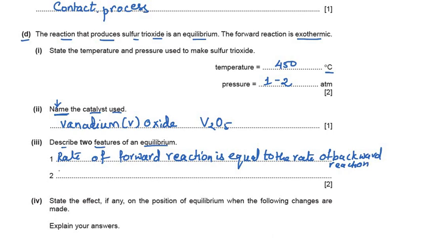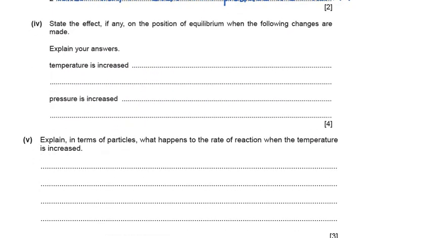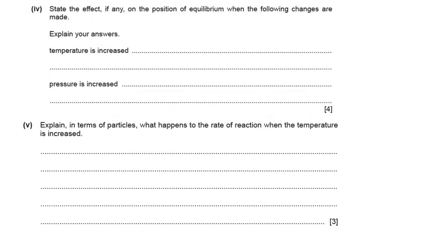And the second feature is that the concentration of both reactants and products should remain constant. So concentration of reactants and products are constant at equilibrium. Those are the two main features required for an equilibrium. Even if they are asking for the definition of equilibrium, you are supposed to write these 2 points only.